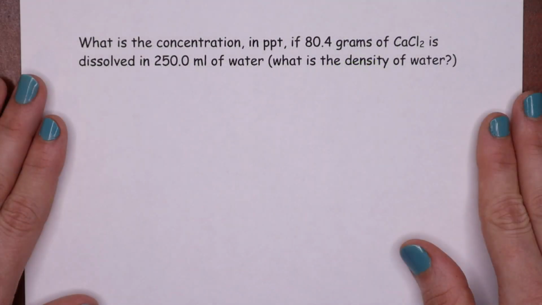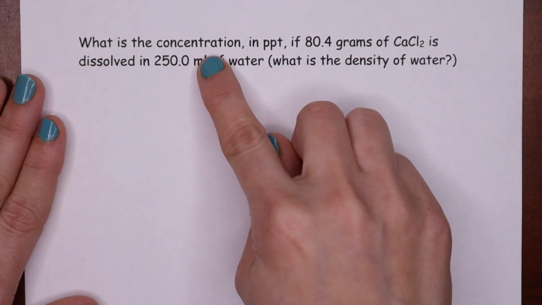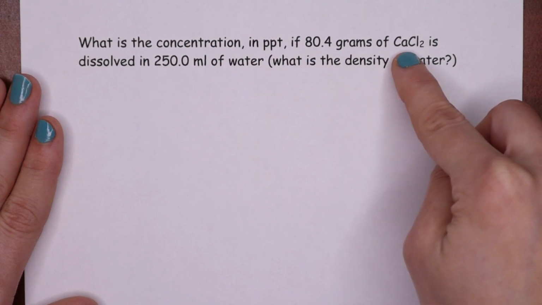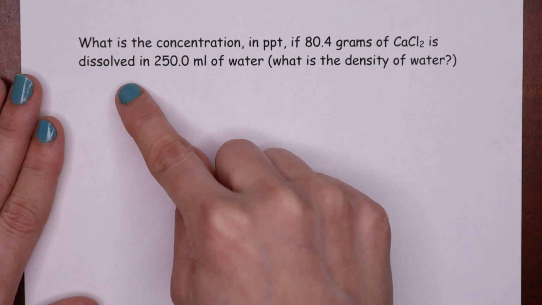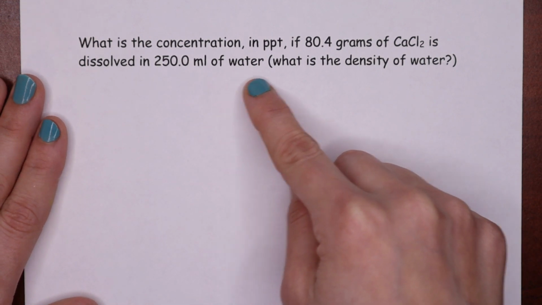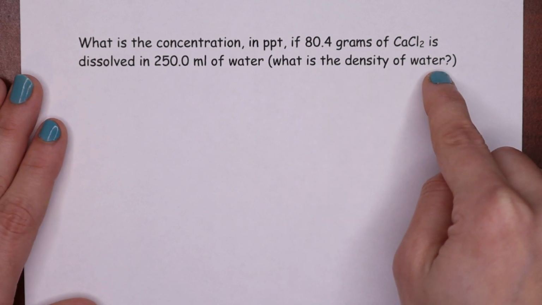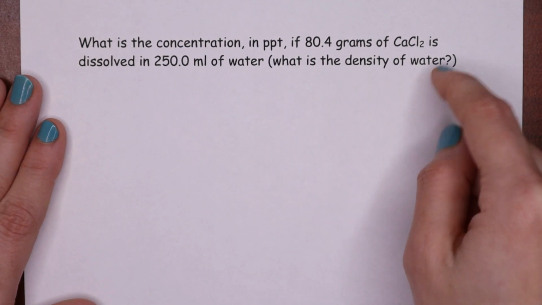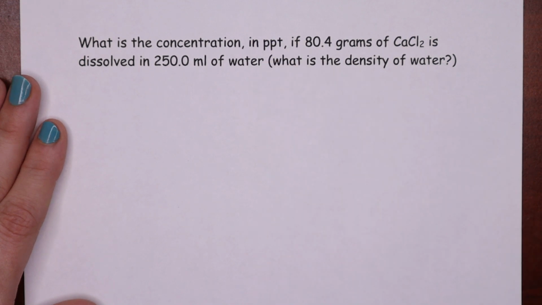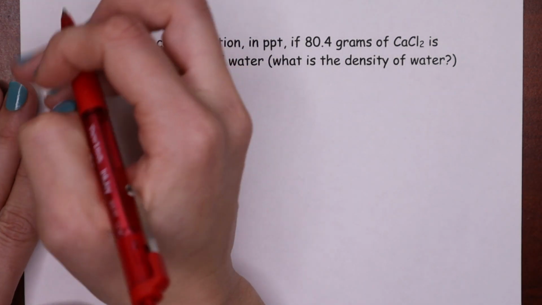The next question is asking us, what is the concentration in parts per thousand if 80.4 grams of calcium chloride is dissolved in 250 milliliters of water? And then it says, what is the density of water? So every time that they're asking us about parts per thousand or parts per million, we have to be familiar with this equation right here.